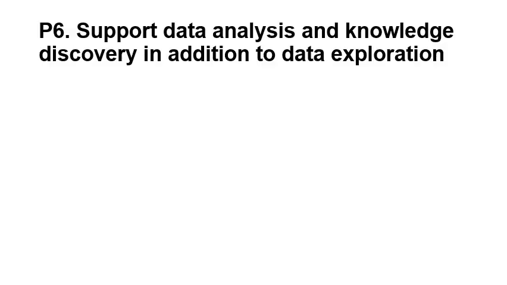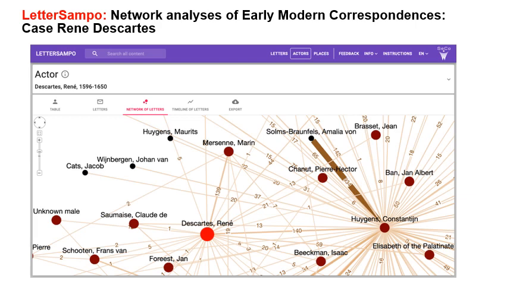The last principle, principle 6, says that the application should support data analysis and knowledge discovery in addition to data exploration. In this screenshot from LawSampo, network analysis of early modern correspondences has been made. In this case, the correspondences of René Descartes. From the image, one can see what correspondences he made with, for example, Constantijn Huygens, Marin Mersenne, and other researchers.